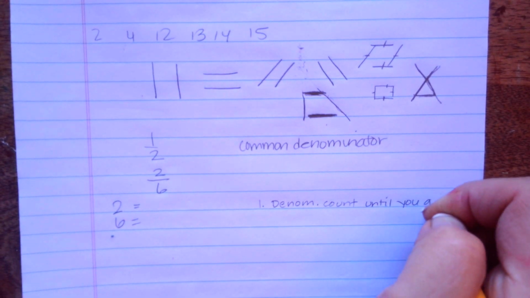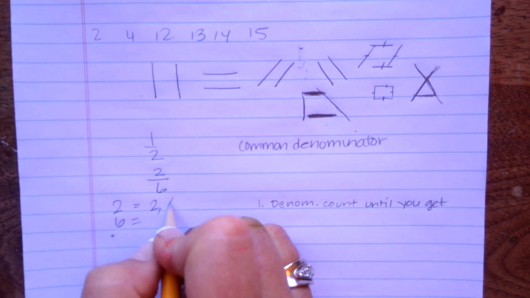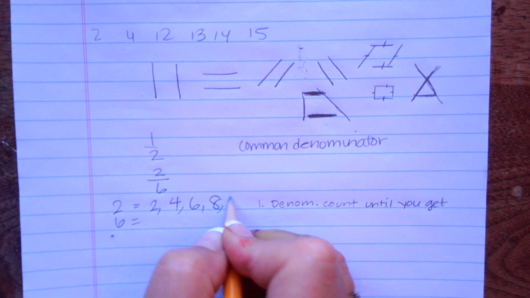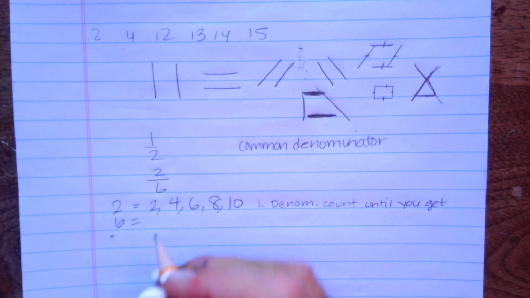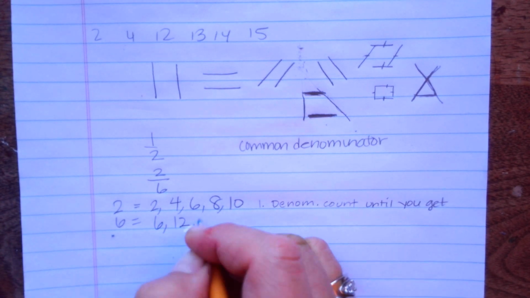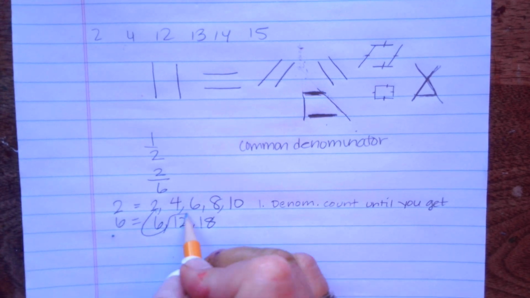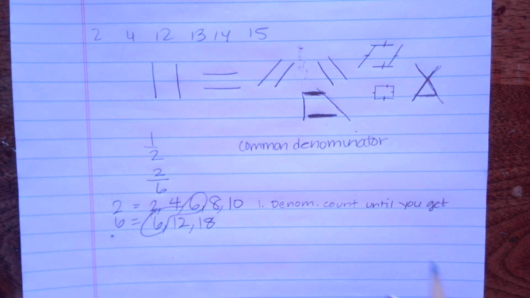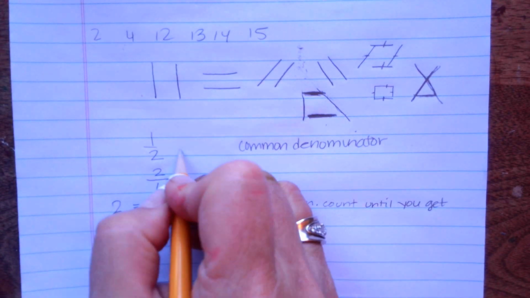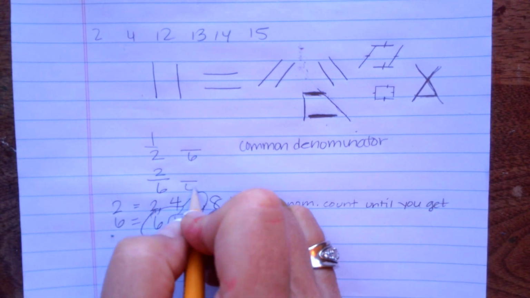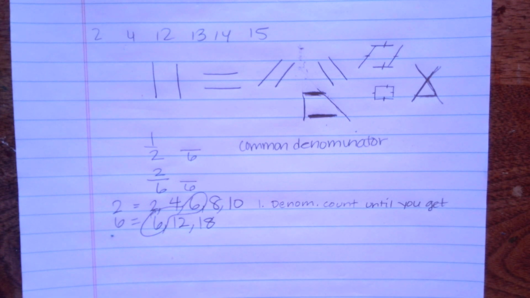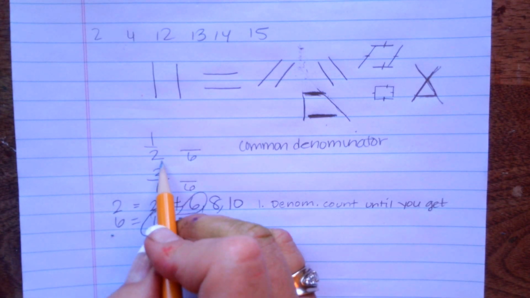So, for example, this one, we're going to count up by 2s. And then this one, we're going to count up by 6s until we get a common number. So do we have a common number yet? Yes. It is 6. So you're going to change this to a 6 and you're going to change this to a 6.